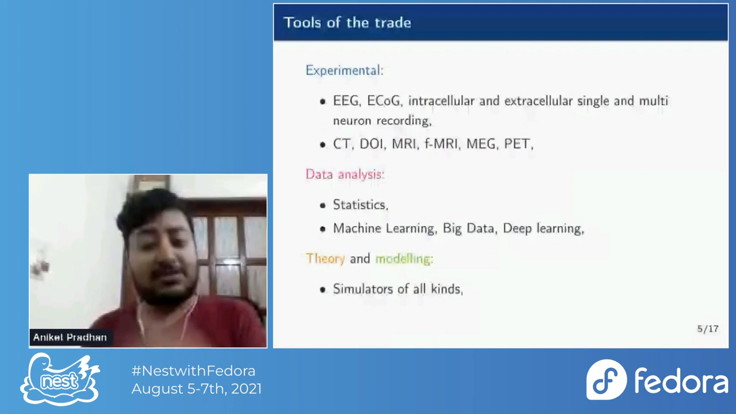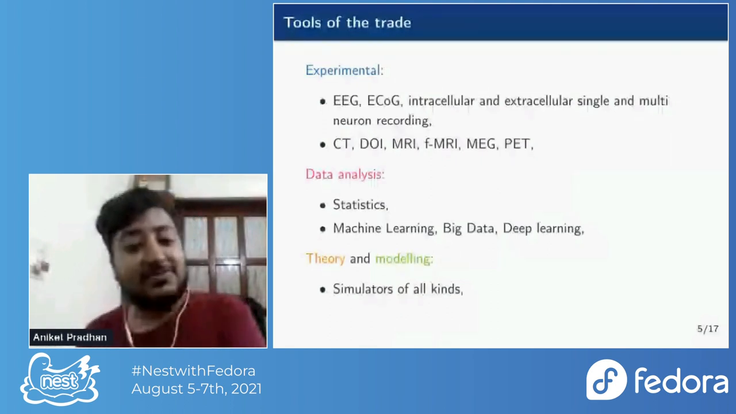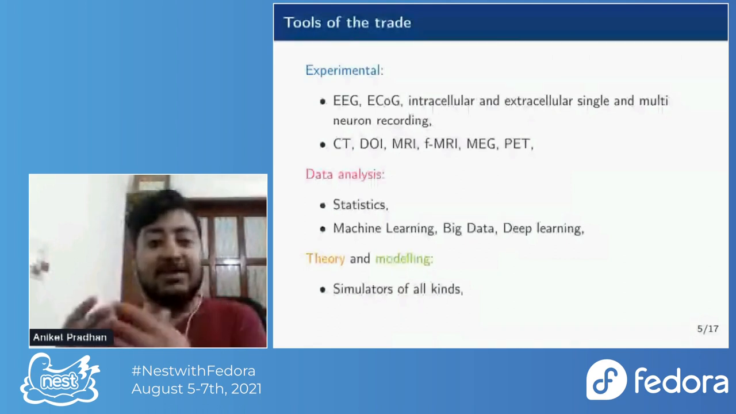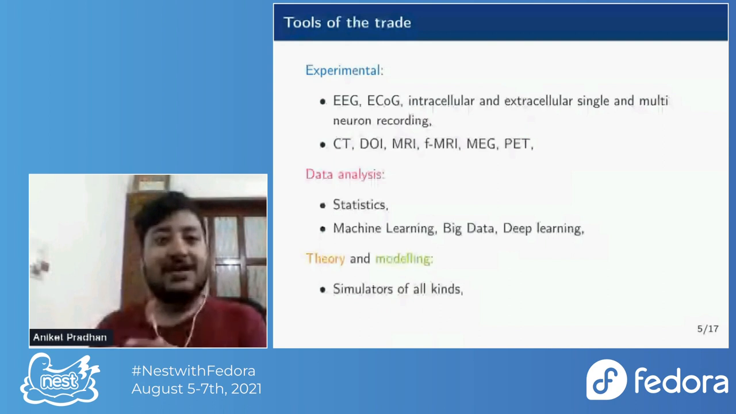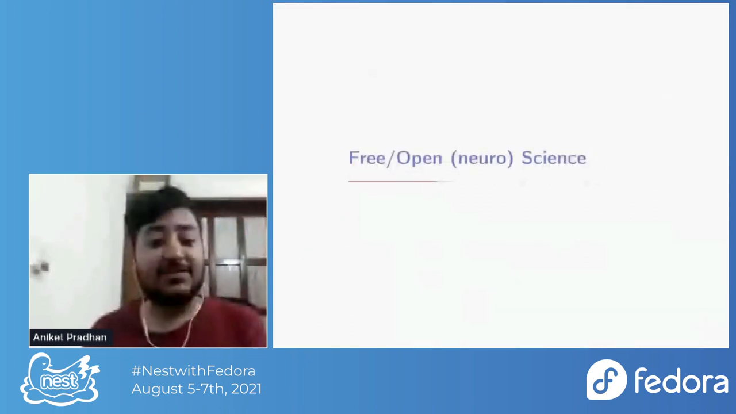There are a lot of data analysis libraries as well. We have simulators to model how our brain is going to work. For that, we have Neuron, and these two are the biggest computational neuroscience simulators that we have. But there are a lot more, as I said. And for theory and modeling, other than that, we have lots of hardware and software obviously required.